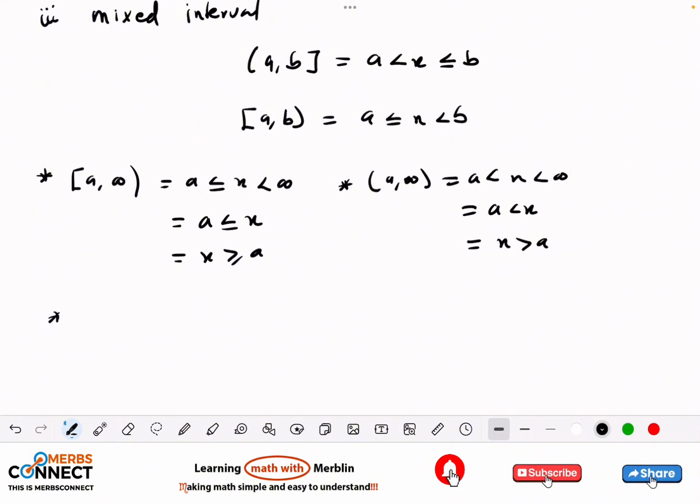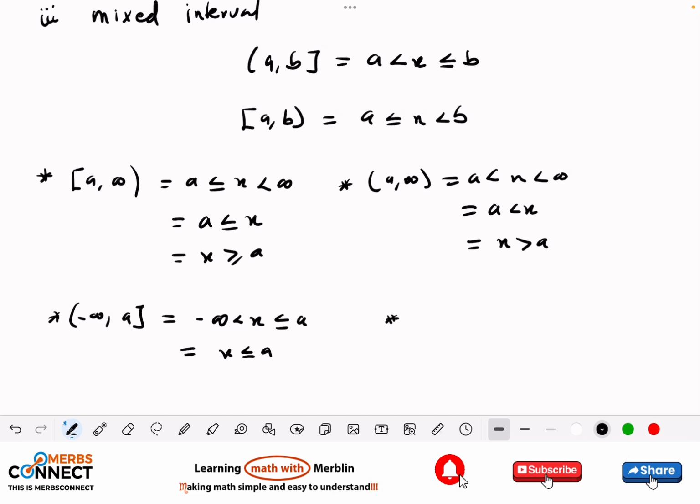Then we can talk about, now this one, knowing where we are starting from, but we don't know where we are going. And then where we don't know where we are going, but we know the end point. So this is minus infinity less than x and then less than or equal to a. This is the same as x less than or equal to a. Right. So that is how it is.